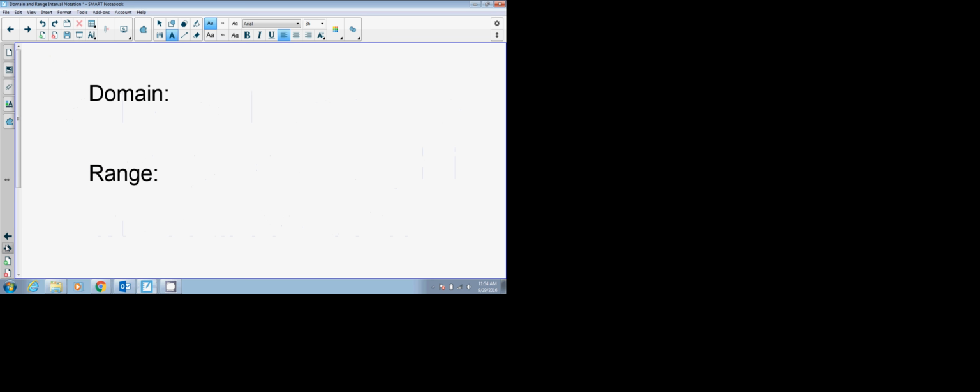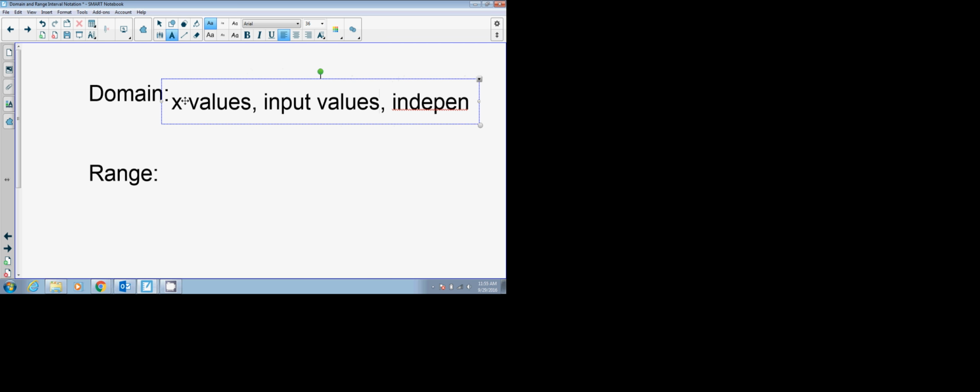This video will help you find domain and range of a graph in interval notation. So before we start off talking about looking at domain and range of a graph, we actually need to know what domain and range are. Domain are all the possible x values. Domain can also be written as the input values or the independent variable.